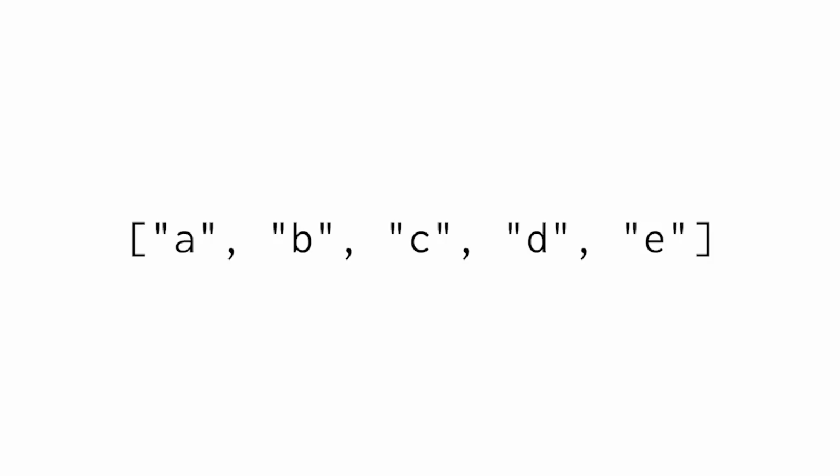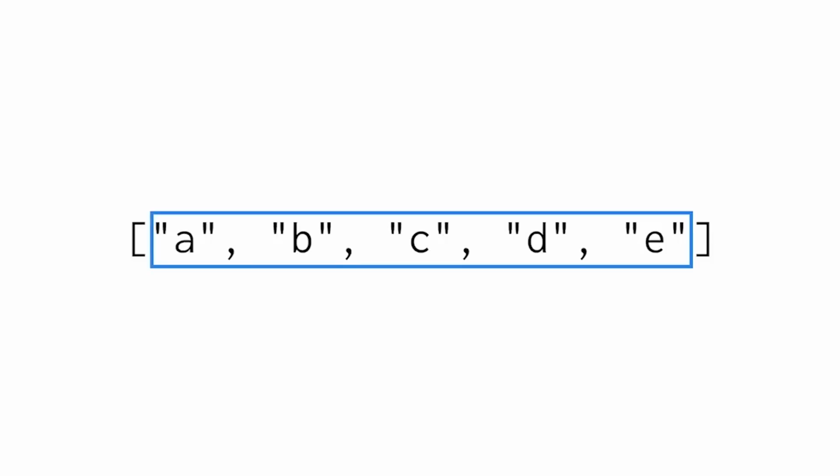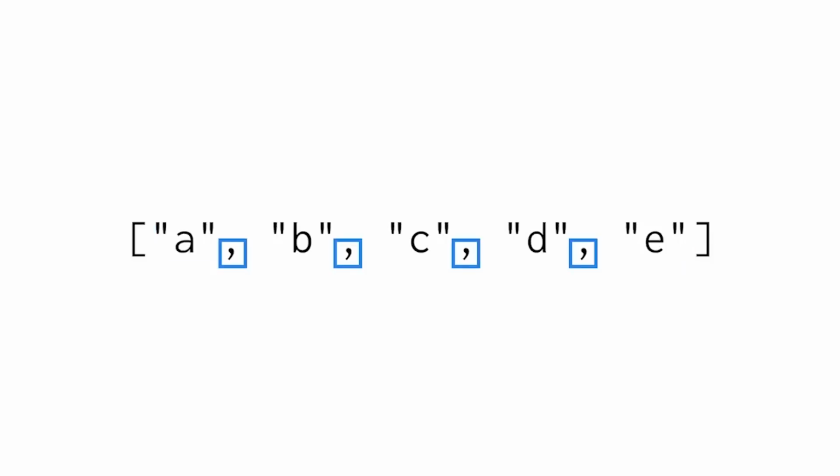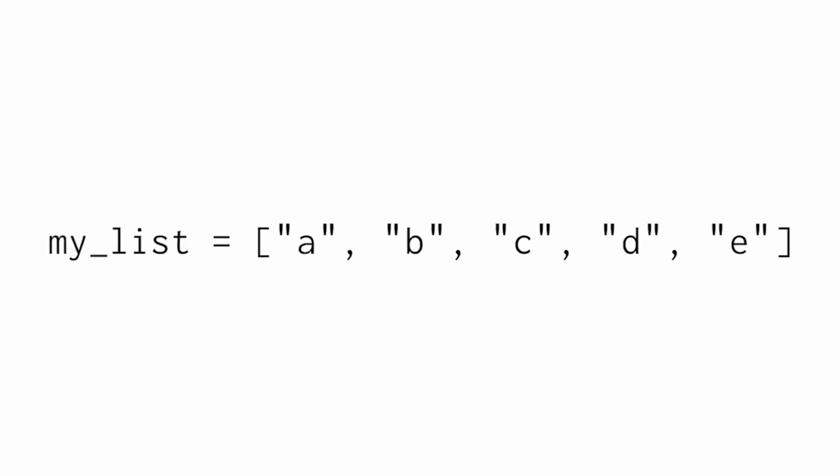Let's recap how to create a list in Python. In this case, the items in our list are the letters A through E. We separate them by commas and surround them with square brackets. We can also assign our list to a variable to make it easier to use later. Here, we've named our variable myList.